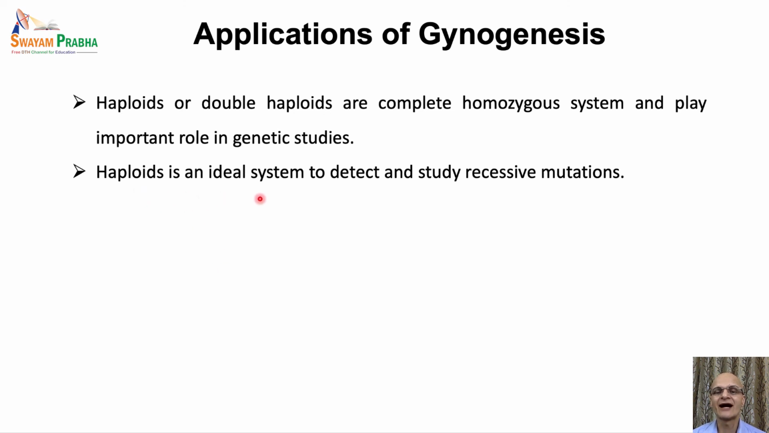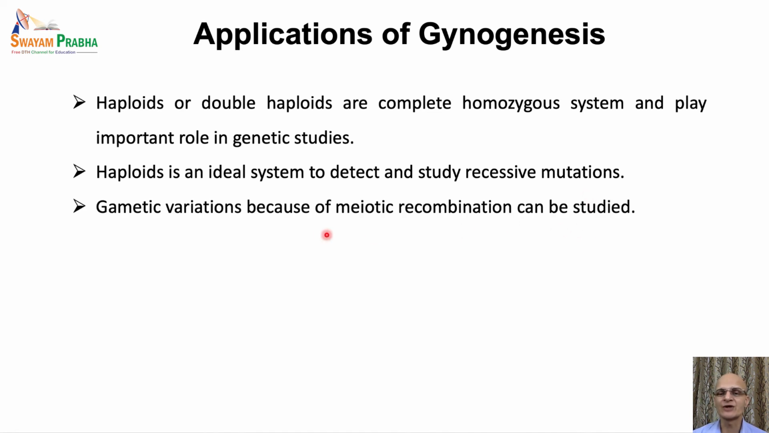Haploids are an ideal and convenient system to detect and study recessive mutations. In haploids or double haploids, all the mutations are expressed and can be studied. Therefore, haploids can be useful to isolate mutations that are usually masked in diploid plants or polyploid plants.